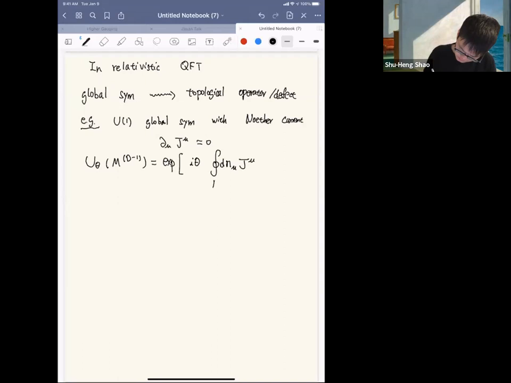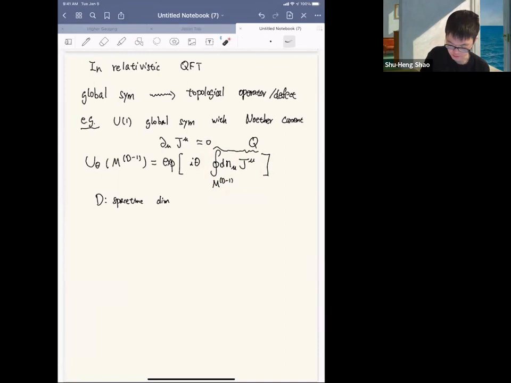All right, so let's unpack this formula a little bit. We have a vector that obeys the conservation equation. We can therefore integrate it on any codimension one manifold in spacetime. So here D is the spacetime dimension. This integral is the charge, the conserved charge of the global symmetry. It's very common to take M to be the whole space at a given time. That's what we learn in the quantum field theory textbook. And then the conservation equation tells us that the charge is conserved under time evolution.